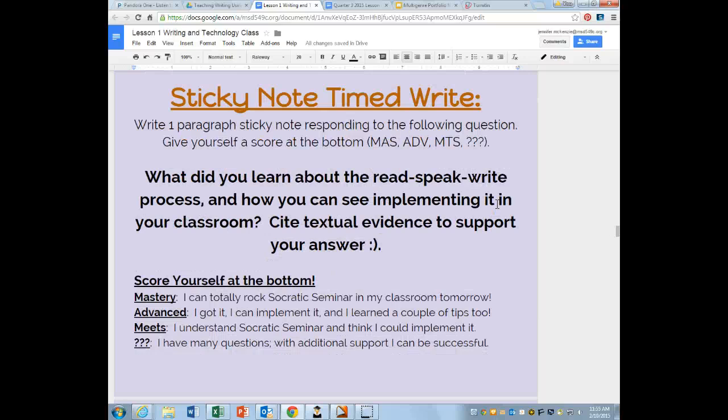Okay, and then participants in the class answered this question: what did you learn about the read, speak, write process? We did a little sticky note formative feedback, which is kind of like involving students or participants in the assessment process. I asked everyone to assess their own knowledge of what we just did.